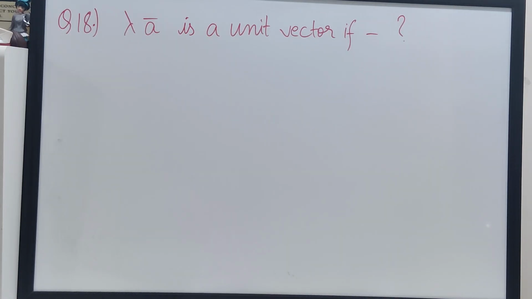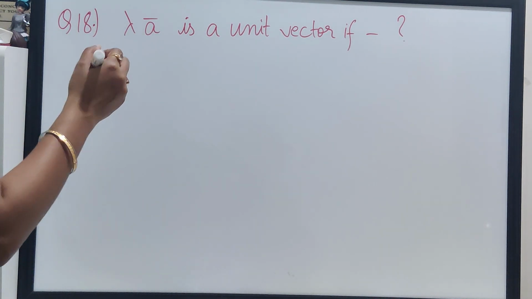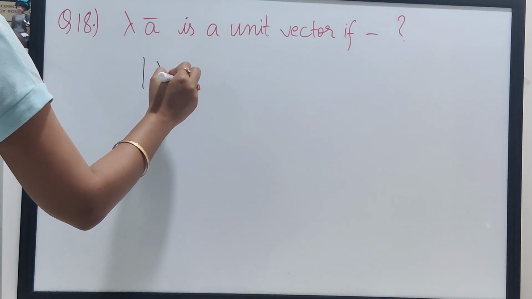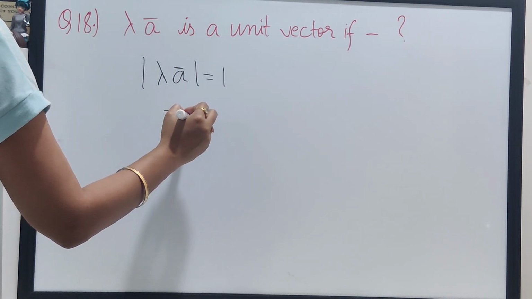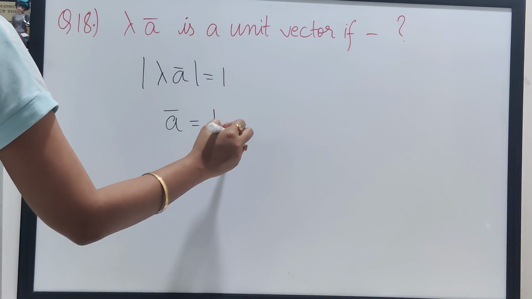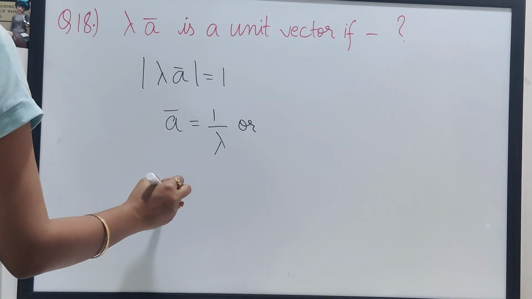Next question, if lambda A is a unit vector, then what can you conclude? So for lambda A to be a unit vector, it should have the magnitude as 1. So it can only be possible if lambda is equal to 1 by magnitude of A, or magnitude of A is equal to 1 by lambda.